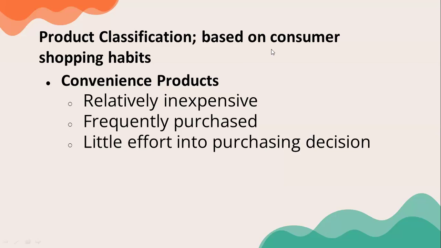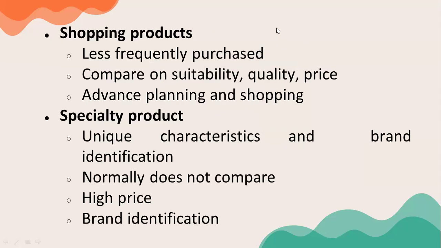So based on shopping habits, the next type of product we call shopping products, right? Not like convenience products, these shopping products you purchase less frequently, not often, only once in a while. When you purchase, you compare suitability, price, and quality. You think whether this suits me or my family, the quality of the product, the price of the product. So you have advanced planning and shopping. That means you plan when you purchase this type of product.